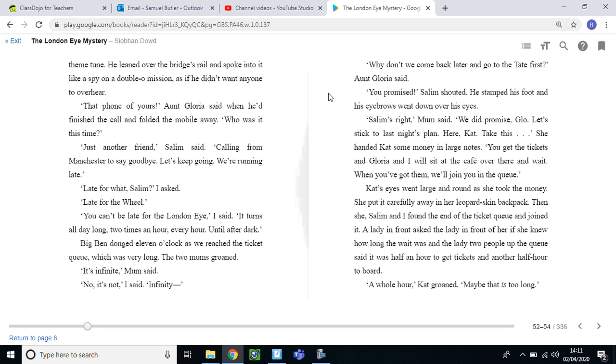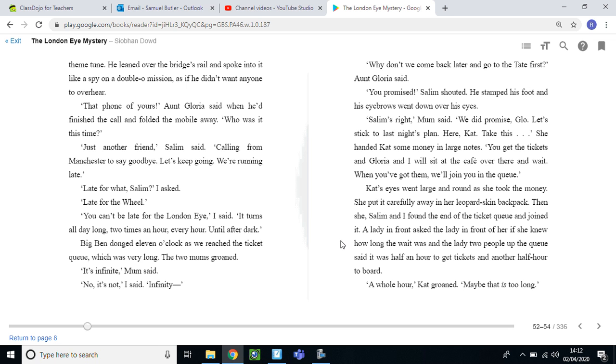"You promised," Salim shouted. He stamped his foot and his eyebrows went down over his eyes. "Salim's right," Mum said. "We did promise, Glo. Let's stick to last night's plan. Here, Kat, take this." She handed Kat some money in large notes. "You get the tickets and Gloria and I will sit at a cafe over there and wait. When you've got them, we'll join you in the queue." Kat's eyes went large and round as she took the money. She put it carefully away in her leopard skin backpack. Then she, Salim and I found the end of the ticket queue and joined in.